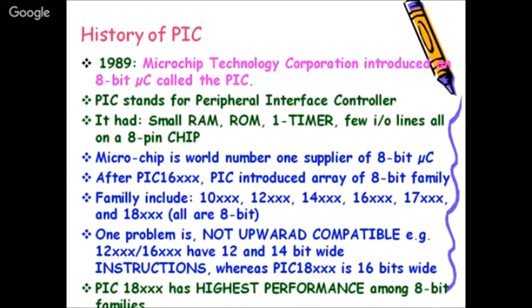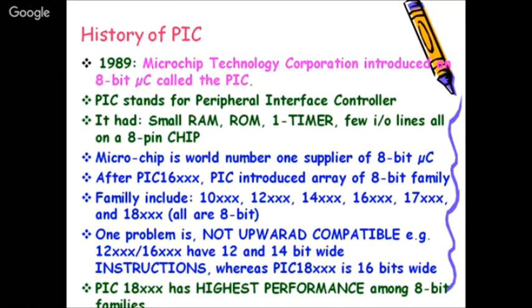Then after PIC 16, they introduced an array of 8-bit families. A lot of families they introduced. Initially, they launched this PIC 16, and their family includes 10, 10x, 12x, 14x, 16x, 17x, and 18x. These are the series of controllers they launched, and the series starts with 10, 12, 14, and they have different word counts. We'll shortly know what differs in this. And these are all basically 8-bit. So what we'll be seeing today is just the 8-bit only.